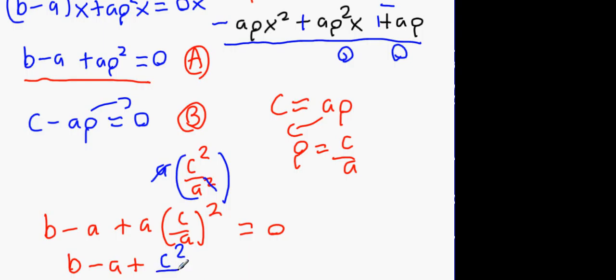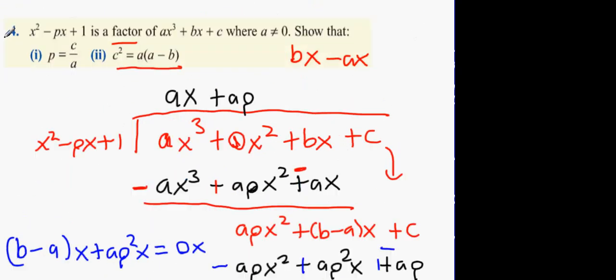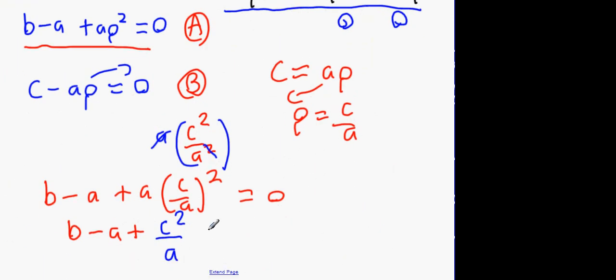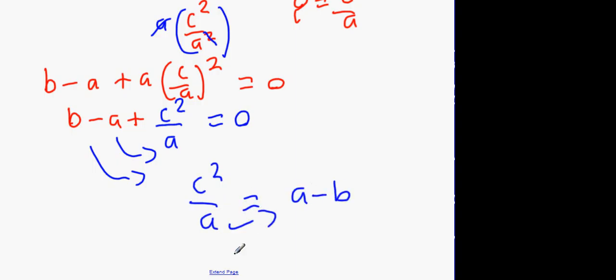Once again I'm going to have a quick look up and he wants me to get c squared on its own. I need to get c squared on its own. So to get c squared on its own, I'm going to bring the a and the b over to the other side. c squared over a equals a minus b. Cross multiply the a. c squared equals a into a minus b. Okay.